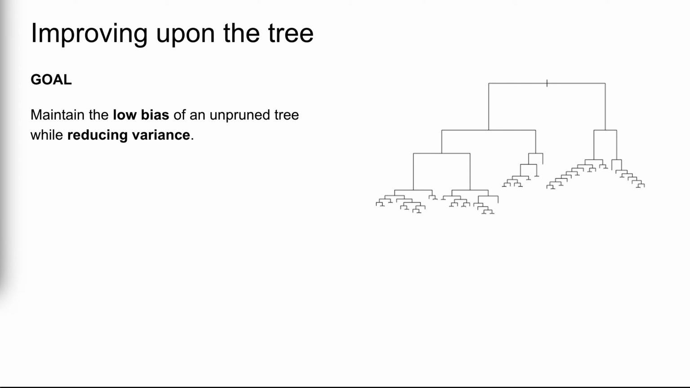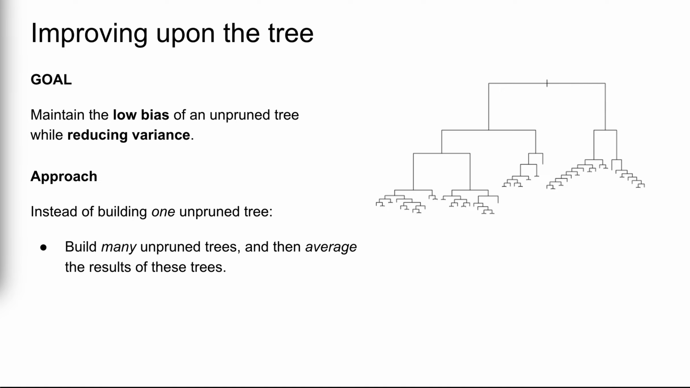Let's dream bigger and try to improve upon the tree. Specifically, algorithms exist that maintain the low bias of an unpruned tree while also reducing its variance. The idea is this. Instead of building one unpruned tree, we can build many unpruned trees and then average the results of the trees. But if we're going to build a bunch of trees, it's important for them to be different. There's no point to building the same tree over and over and over.